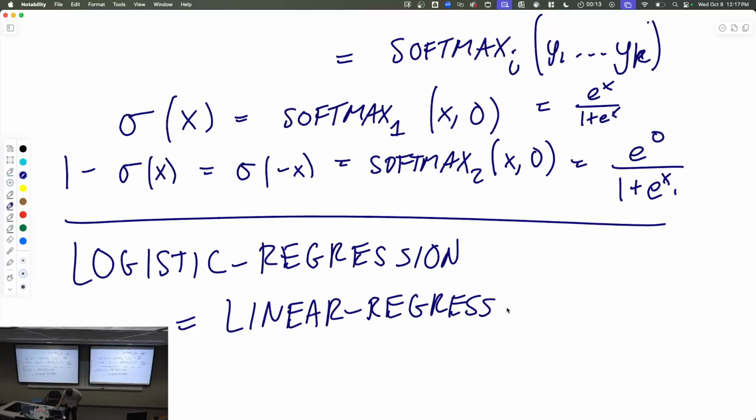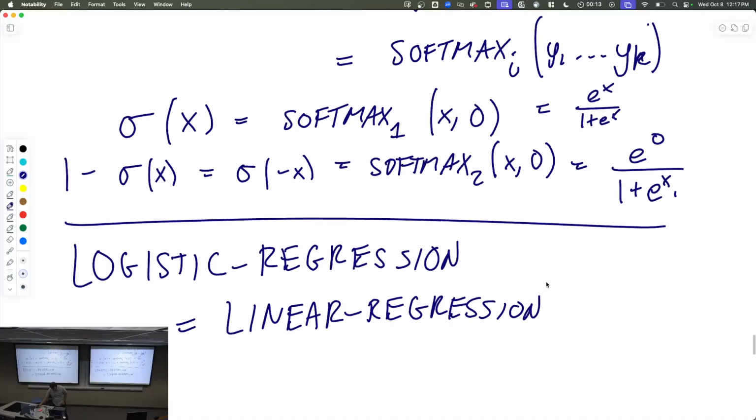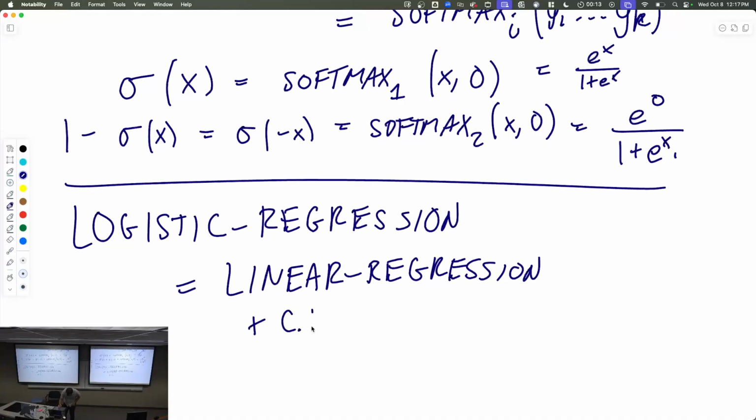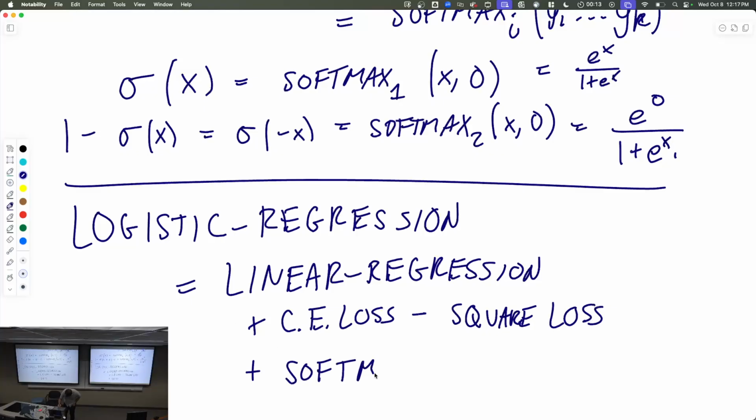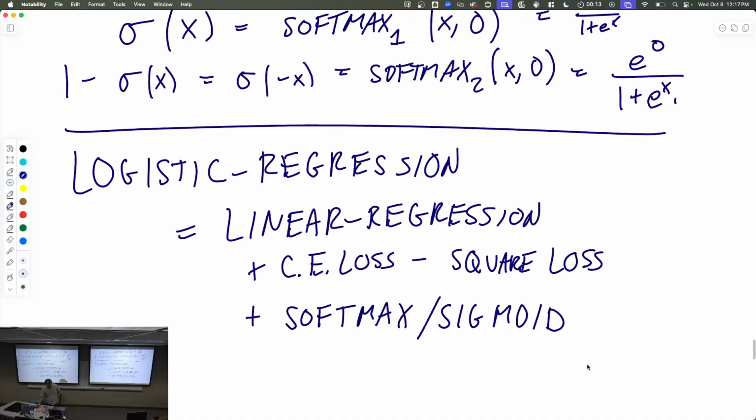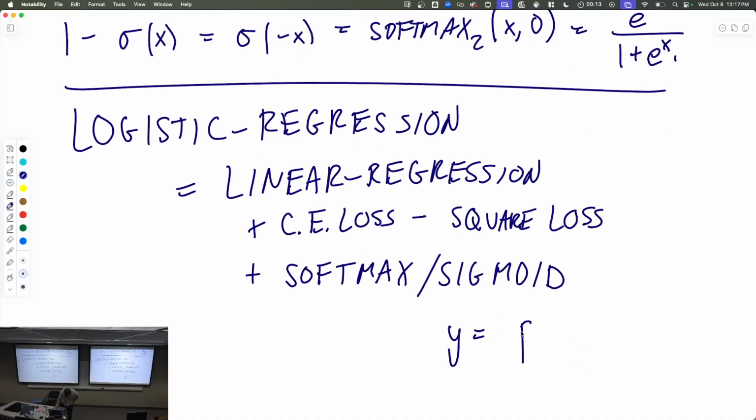And then what you do is you replace the square loss with the cross-entropy loss, and you have to apply a softmax or the sigmoid to the y's. So for the betas, you do y equals beta times x, and then you do p hat equals sigmoid or softmax of y, to get the p-hats. So that's the basic formula.